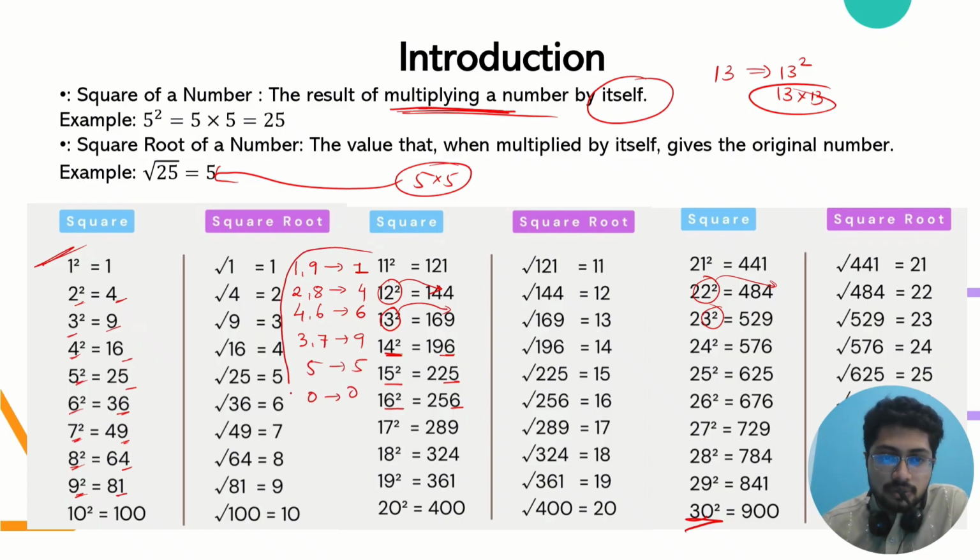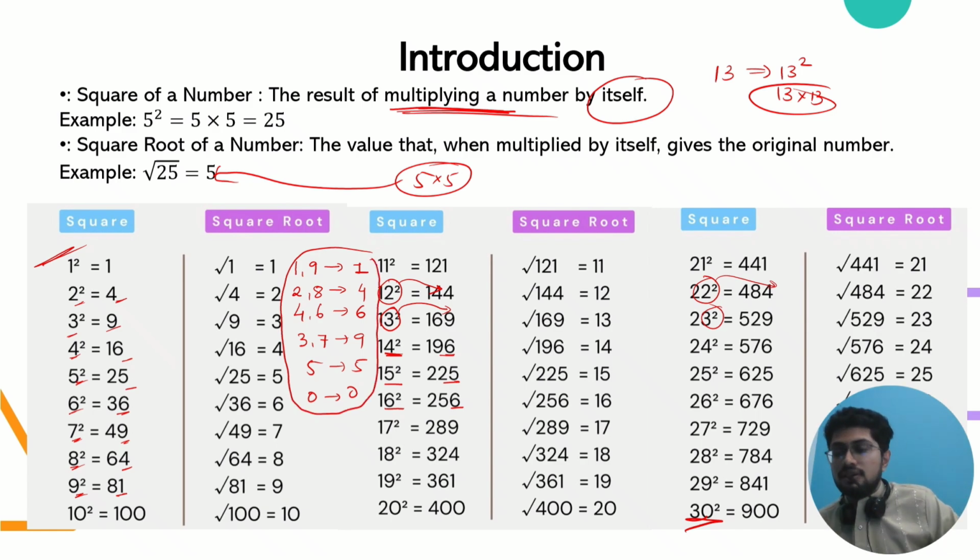So you need to remember this thing. When you are going to find a square of a number, if at the unit place you are having 1 or 9, you will surely get 1 in your square. If you are having 2 or 8, you will surely get 4. If you are having 4 or 6, you will surely get 6. If you are having 3 or 7, you will surely get 9. If you are having 5, you will get 5, and if you are having 0, you will get 0. This is the thing that you need to remember.